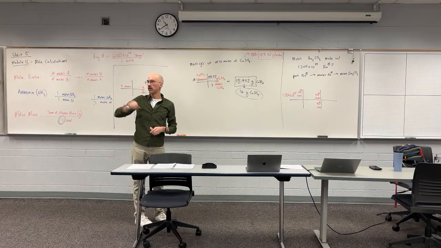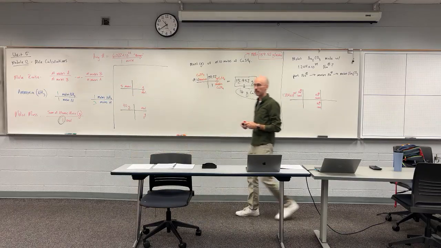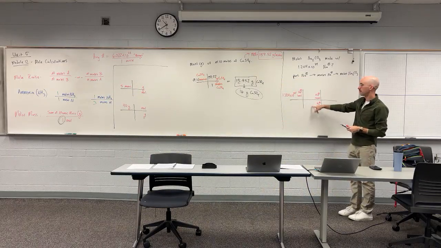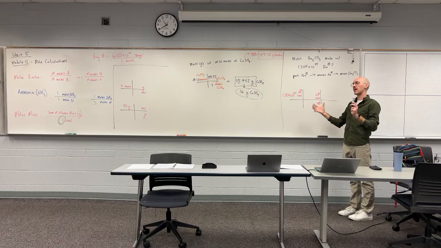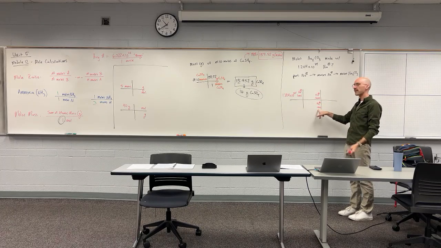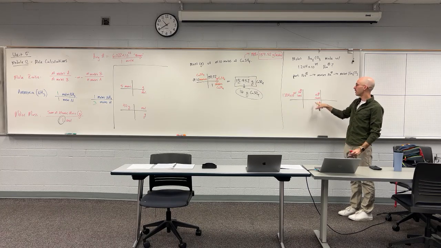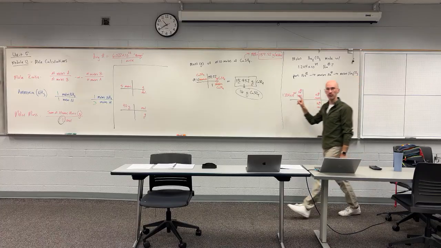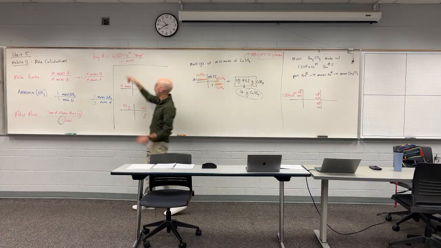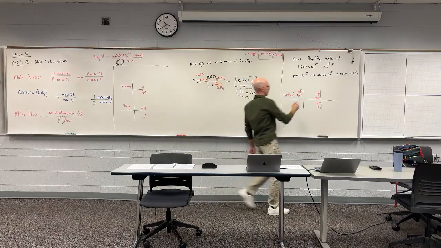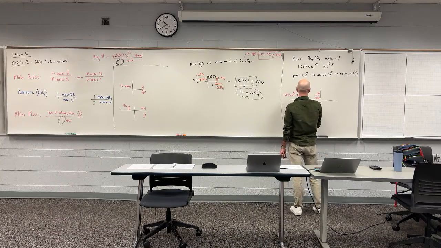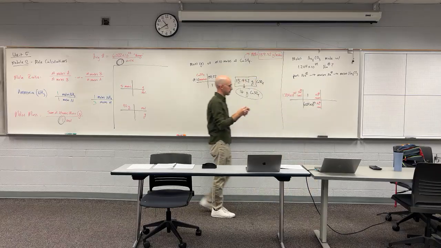Avogadro's number, correct? Well, where should I fill it in? Avogadro's goes on the top. Which unit will Avogadro's number follow? Things, yep. And what number will always go with moles? 1. It will always be 1. 1 mole is 6.022 times 10 to the 23rd ions.